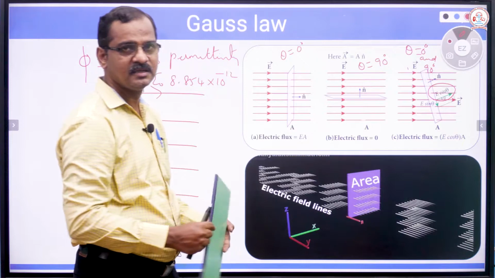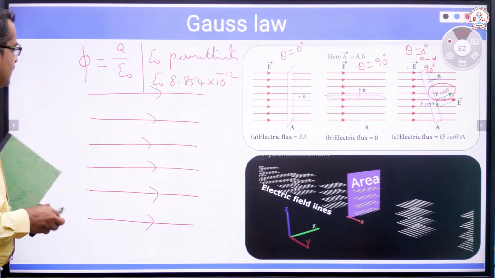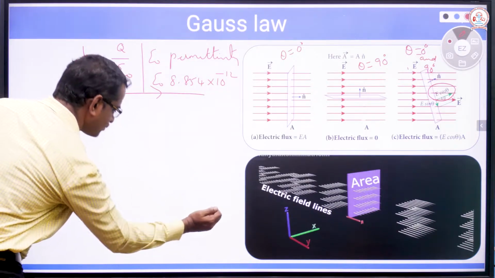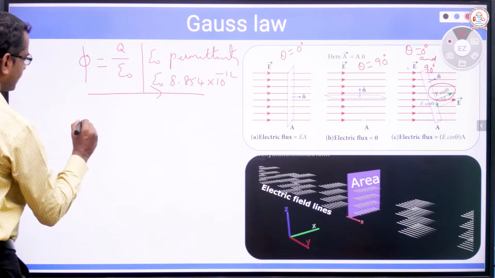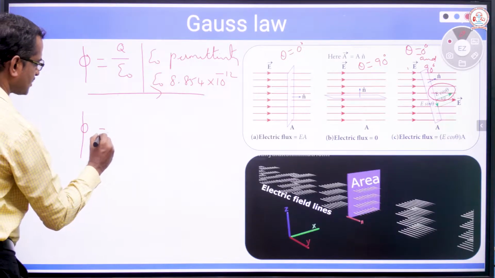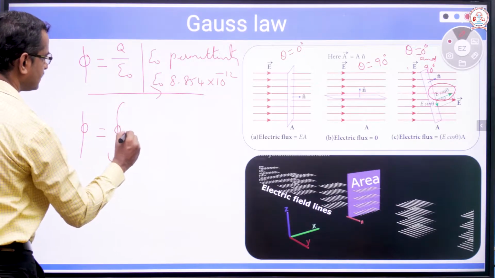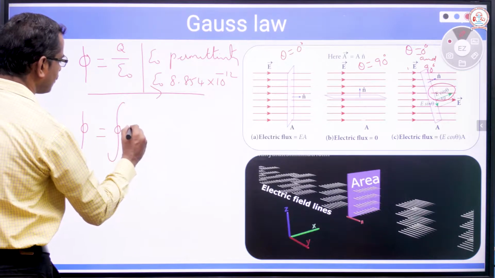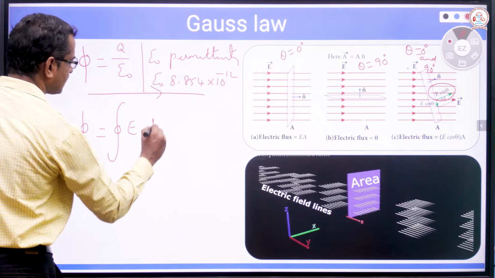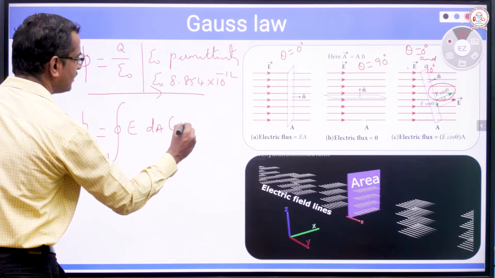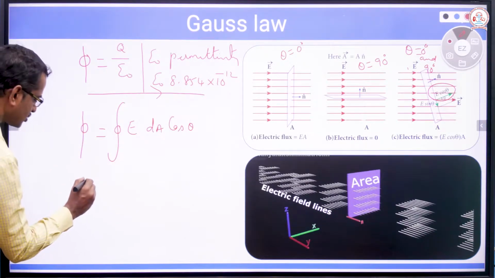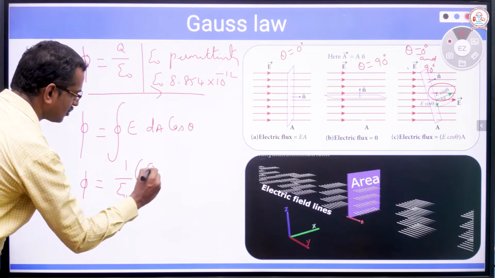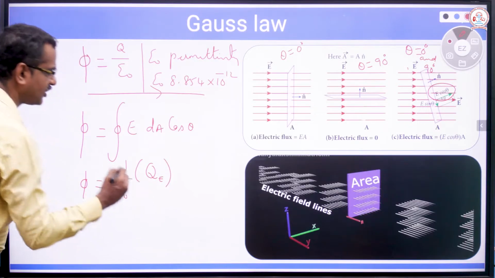Gauss law says that the total electric flux over any closed surface is equal to 1 by epsilon naught times the charge enclosed by the surface, that is phi equal to closed integral E dS cos theta, or E dA cos theta, and can also be written as phi is equal to 1 by epsilon naught times the total charge enclosed by the surface.